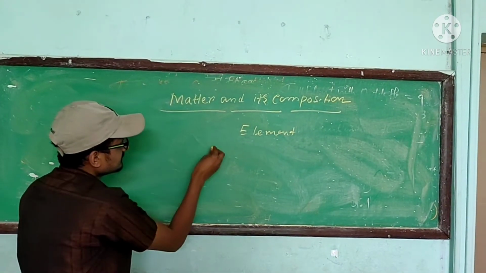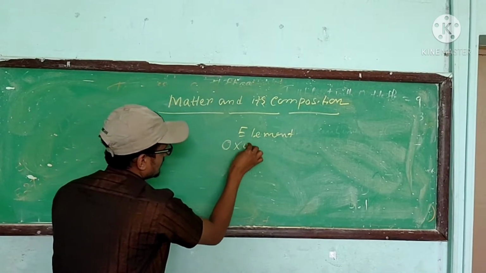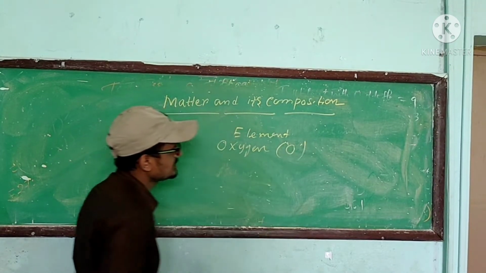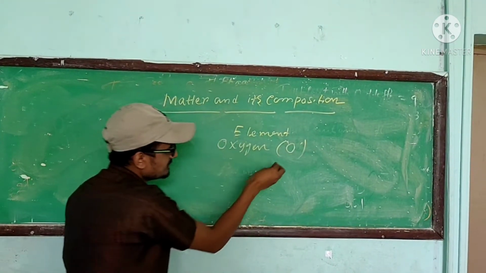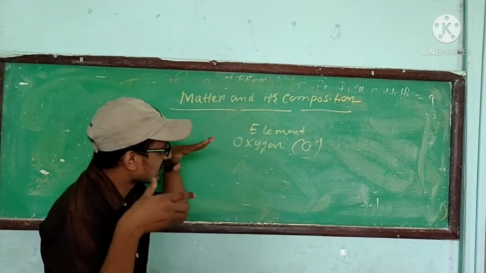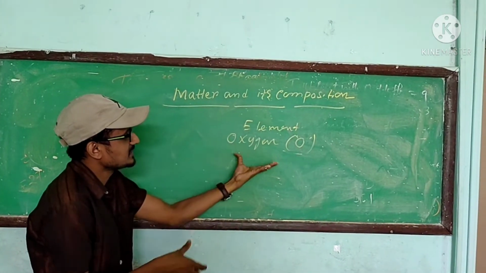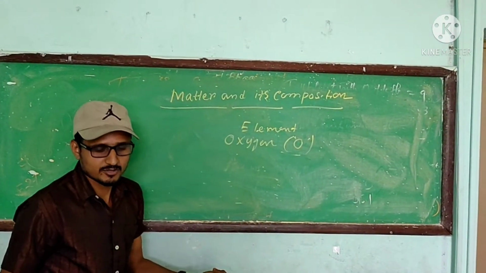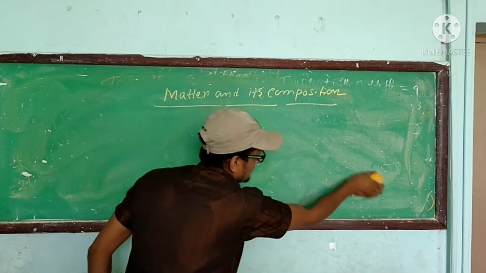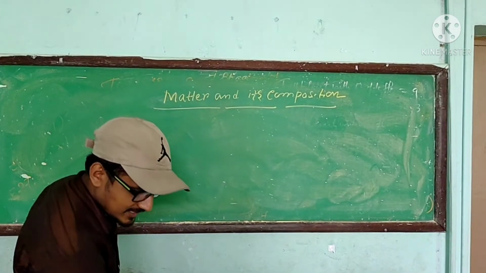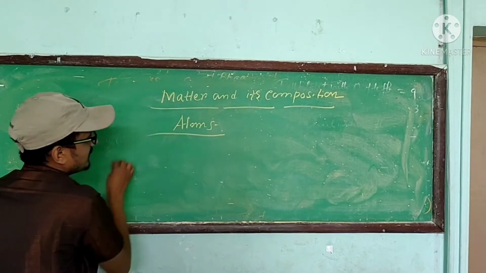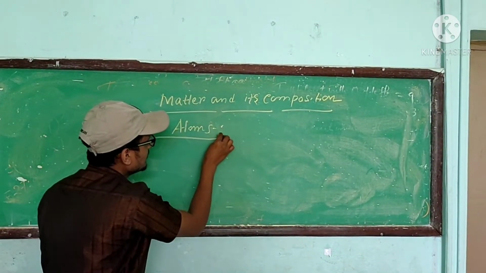Say, oxygen is an element. Its symbol is O. Oxygen element will contain a large number of oxygen atoms, and when you join together those large number of oxygen atoms, you will get the oxygen element. Every oxygen atom will have the same chemical and physical properties, but we cannot create or destroy the atoms. Atoms are individual particles.